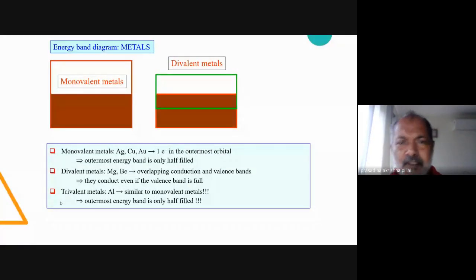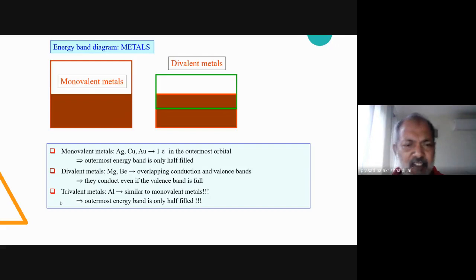Now a little bit more about these metals. You typically see 3 kinds of metals depending upon their valencies. If monovalent, that means the valency is 1, so the outermost orbital might have 1 electron. A typical example is gold, silver, copper, which typically show very high conductivity. Here the energy band is half filled, so it is not fully filled like the case which we are showing.